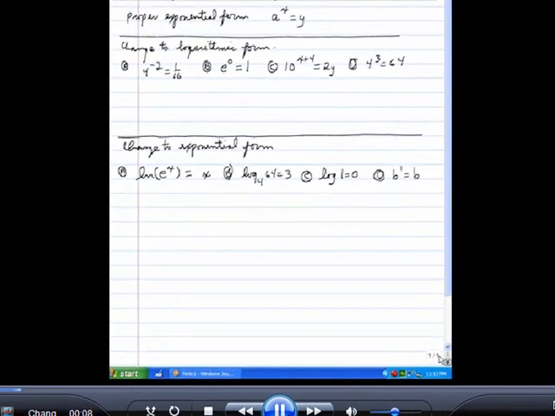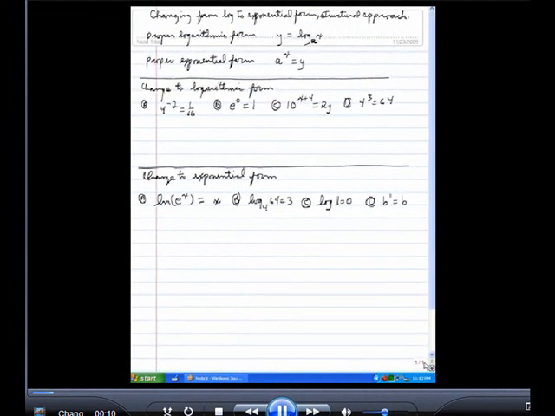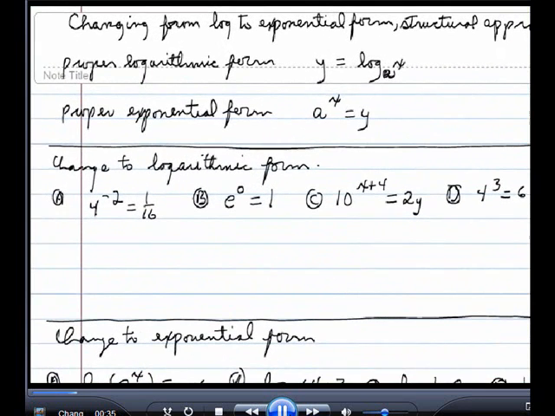In this podcast, we're again going to be looking at changing from logarithmic to exponential form and from exponential to logarithmic form. But this time we're going to do it by just manipulating the formulas a little bit. I call it a structural approach to doing the problem. I want to begin by talking about the structure of a log equation and the structure of an exponential equation.